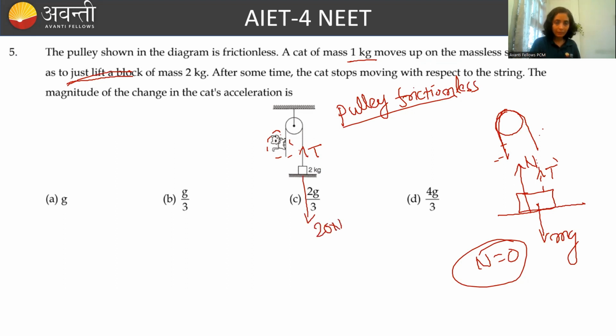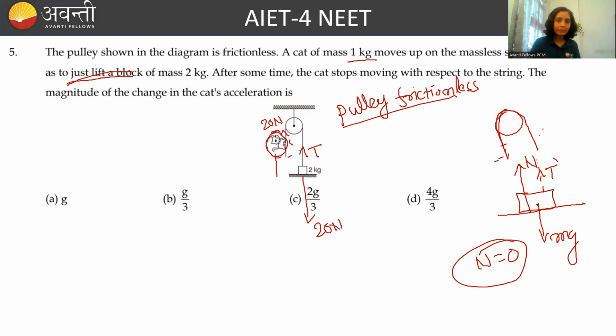And as we have seen here that pulley is frictionless, tension on both sides will be equal. So this is 20 Newton. Here also it will be what? It will be 20, right? So 20 Newton. Now what will be the acceleration of this cat?